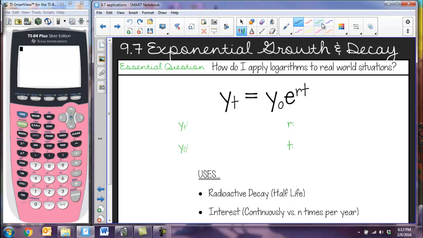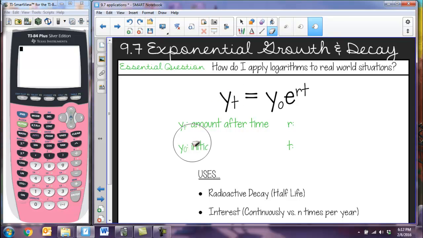And so what each of those pieces means, y sub t, that's going to be your amount after a given time. And I realize now that I made this nicer so that way we don't have to try to read my horrible handwriting. Okay, amount after time. So y sub t, if they say this is the amount after 2 hours, that would be that amount. Okay, your y sub naught, that's your initial amount. So whatever you start with, that's the beginning. It's y naught, y sub 0, whatever you want to think about that. But that's your initial amount that you started with.